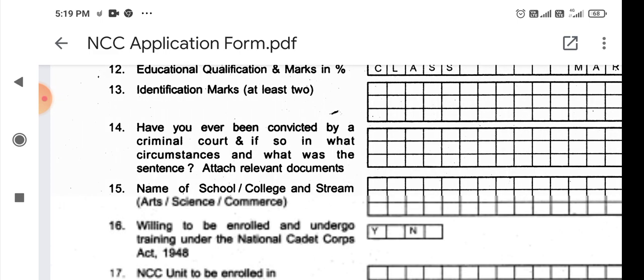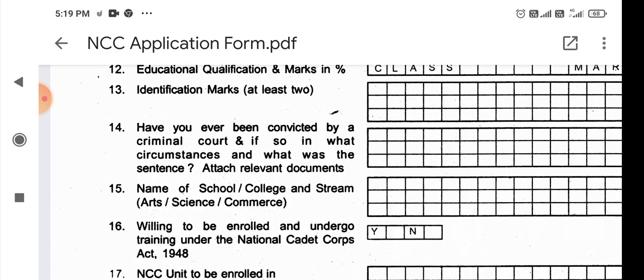That's very important. Your college, that means the college in which you are doing your graduation or 12th, is very important in this. And your stream. Suppose you're doing a graduation course, BA, BSc, BCom, such a stream is very important.